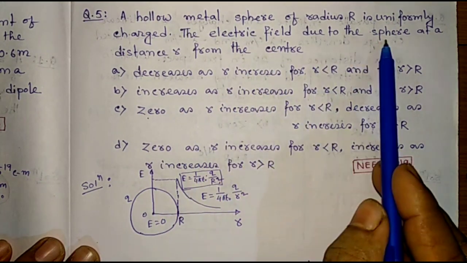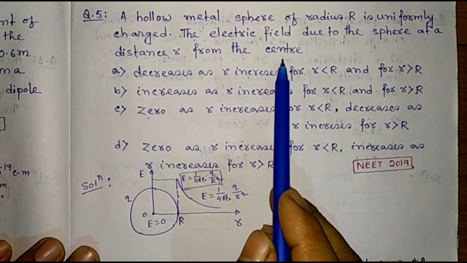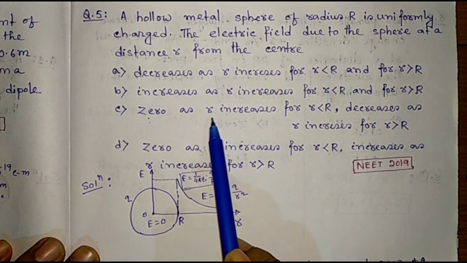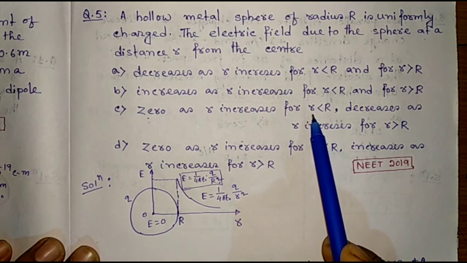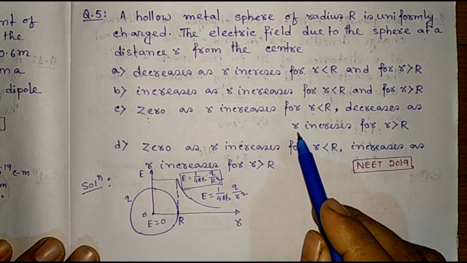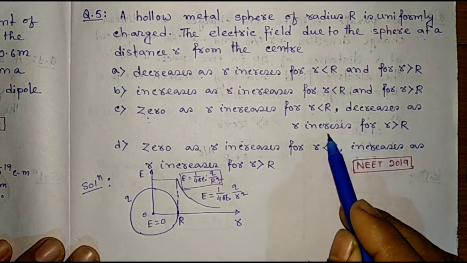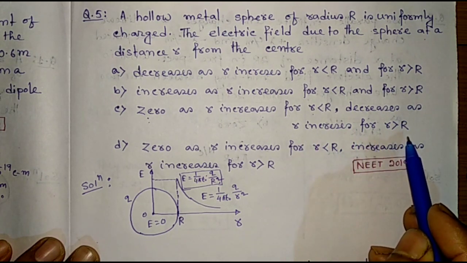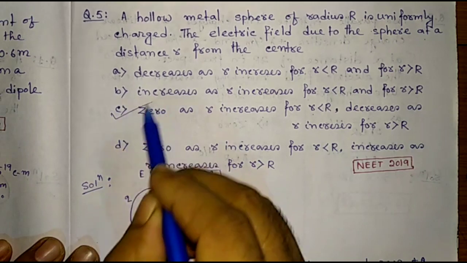The electric field due to the sphere at a distance r from the center is 0 for r less than R, that means inside the sphere, so it is always 0, and outside the sphere it decreases as r increases for r greater than capital R. So option C is the right answer.